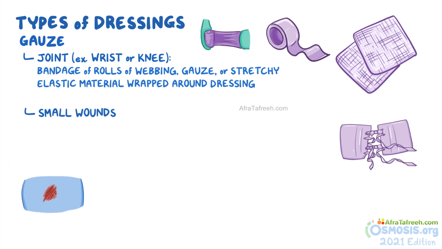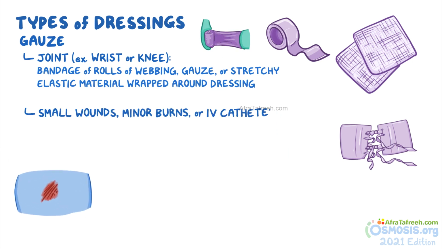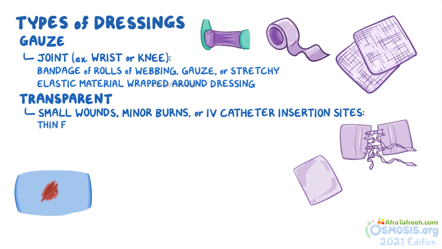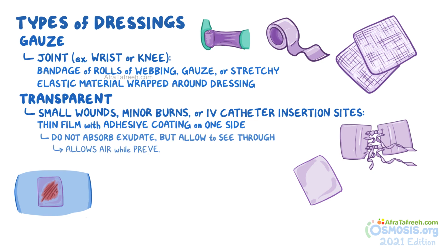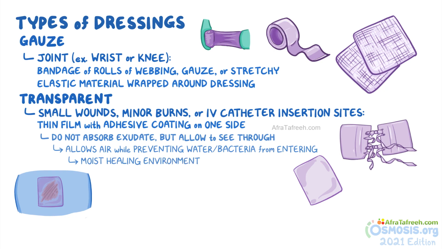Some small wounds, minor burns, or intravenous catheter insertion sites can be covered with a transparent dressing, which is a thin film with an adhesive coating on one side. Transparent dressings do not absorb exudate, but they allow you to see through the dressing so you can observe the wound, and it allows the exchange of air at the wound site while preventing water or bacteria from entering. This dressing also creates a moist healing environment for the wound.